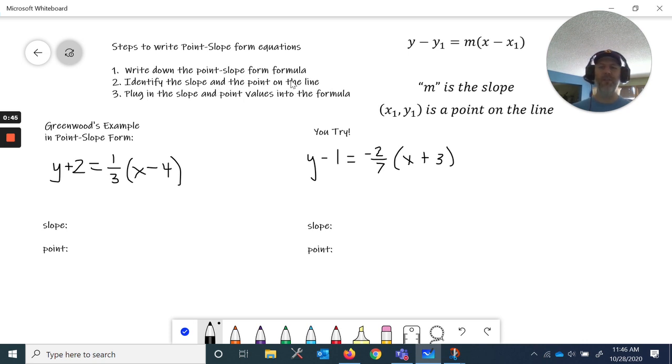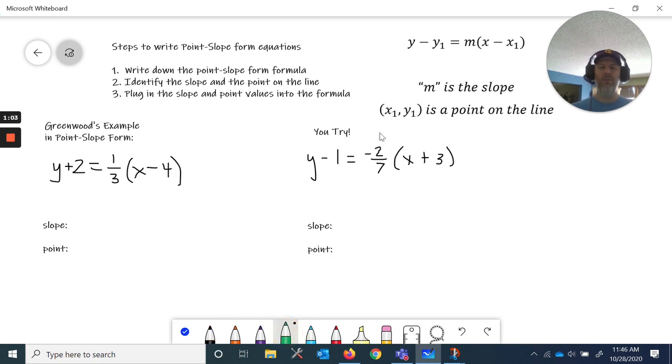So we're going to talk about identifying the slope and the point on the line from the formula, or a graph, I guess we can look at it that way, and then plugging those values and the slope into the formula. Okay, so here's my example. We have y plus 2 equals 1/3 times the quantity x minus 4.